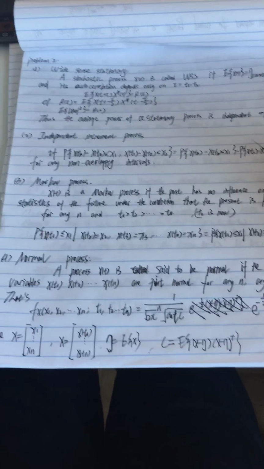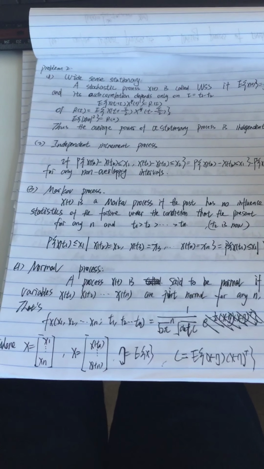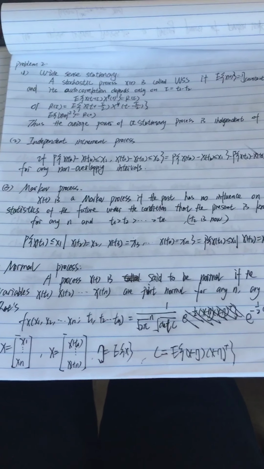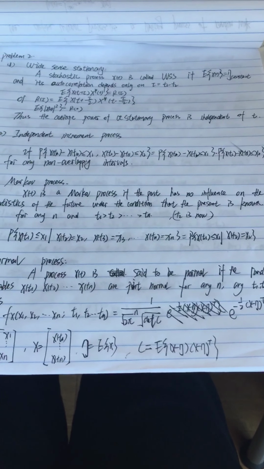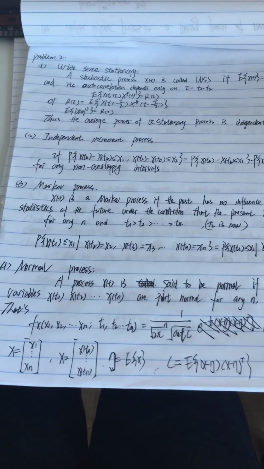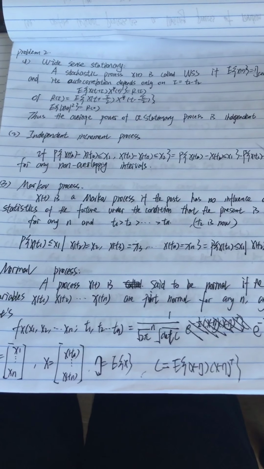So this is a homework video for homework 10, problem 2. In problem 2, we need to collect the definitions of the properties of the statistical process. The first is Hw10 stationary.